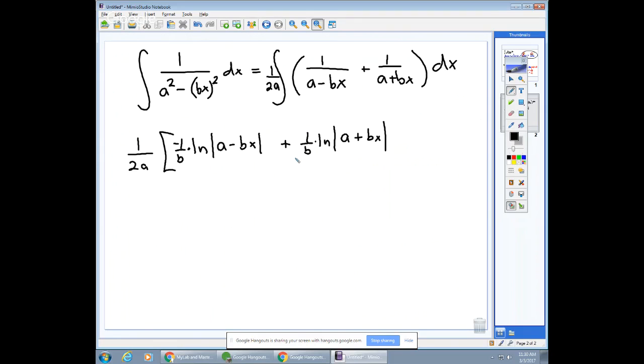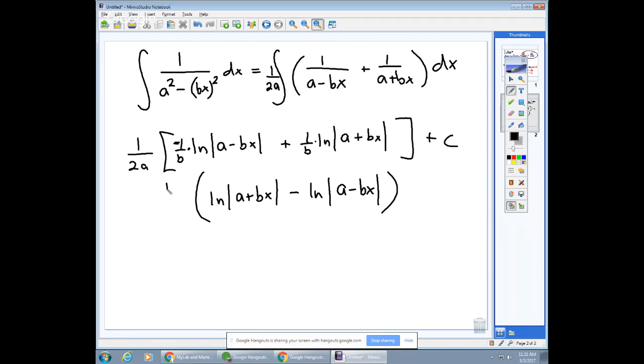Now notice we have a 1 over b in both of those, so I'm just going to shuffle this a little bit. I'm going to pull out a 1 over b and change the order, because notice this one's negative, so I'm going to write that one second and this guy first. So I have a natural log of the absolute value of a plus bx, then minus the natural log of the absolute value of a minus bx. And I pulled out the 1 over b. So now I have a 1 over 2ab.